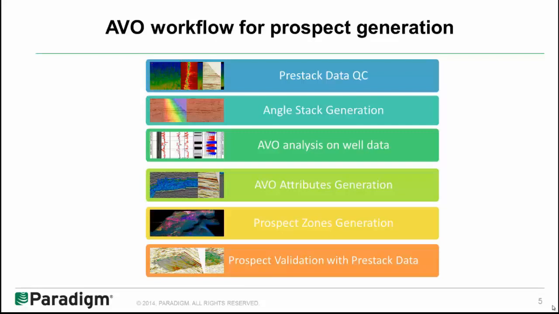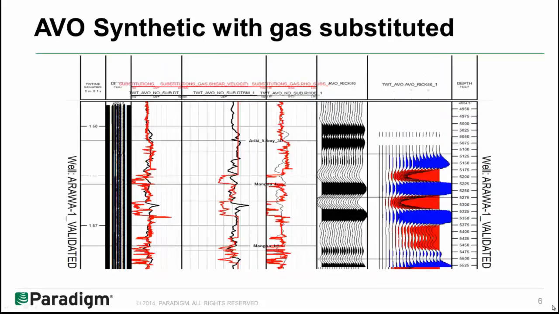As we know, one of the most important steps in the AVO workflow is to perform AVO analysis on the well data. So we've made the AVO synthetic with the gas-substituted log, meaning we've performed the fluid substitution, and you can see that the synthetic AVO response is typical for AVO class 2 anomalies. We will remember this fact and use it later on in our workflow. And now we're going to switch to our live demo.